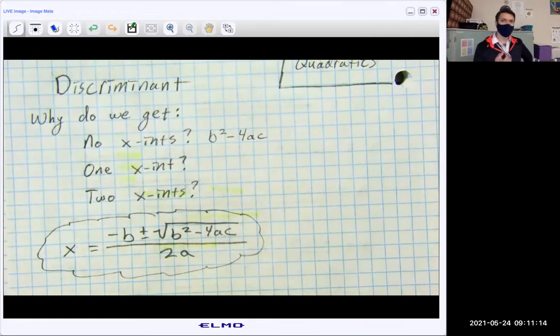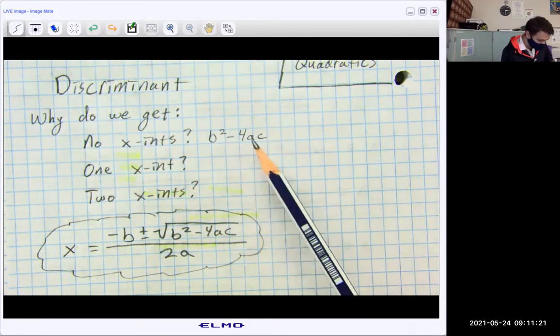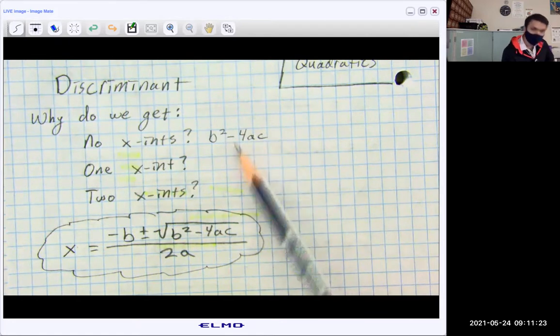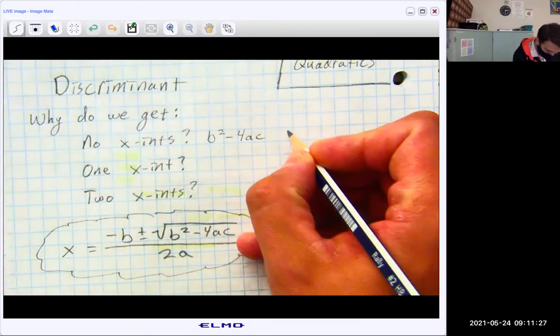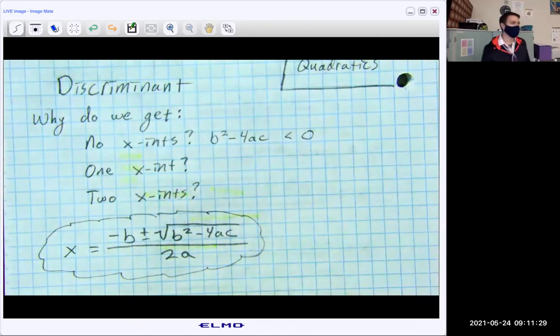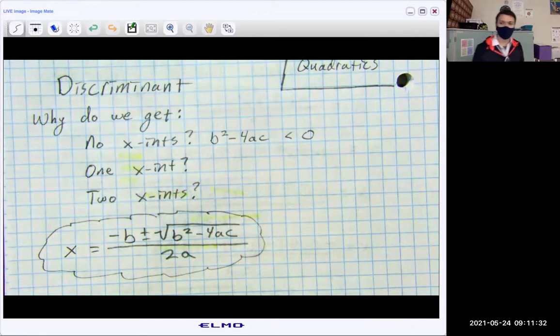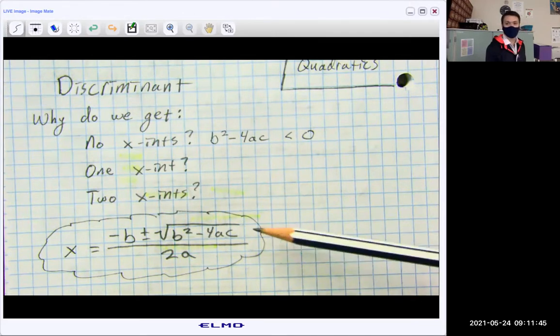Because the quadratic formula is so powerful and knows how many intercepts you're going to get, if you do b squared minus 4ac, that piece in the square root, and you get something less than 0, you're going to have no answer because you can't take the square root of a negative. This works all the time, even if you're not using the quadratic formula. If it's a negative number, you're not going to have an x-intercept.